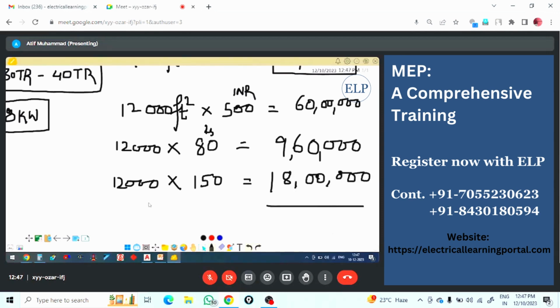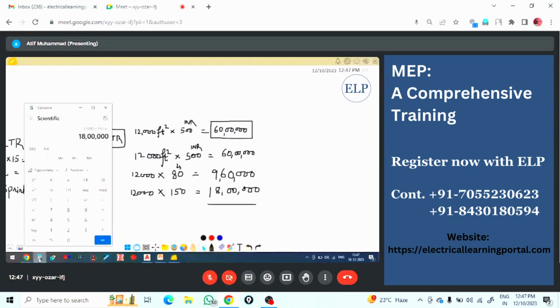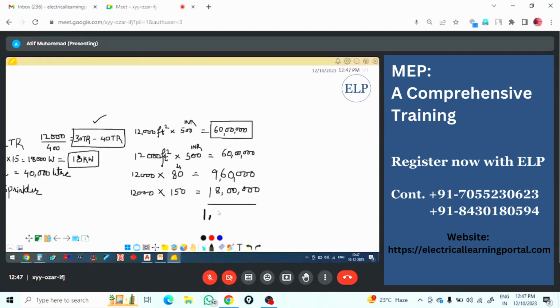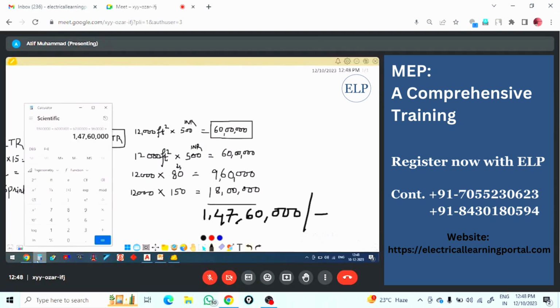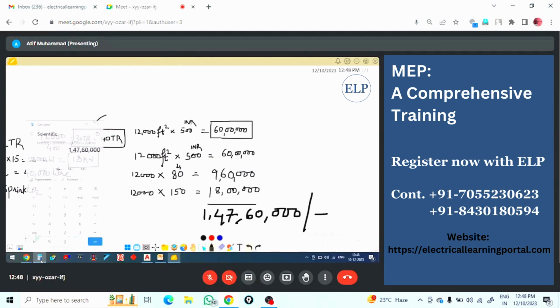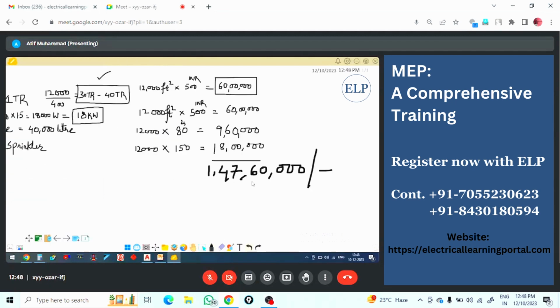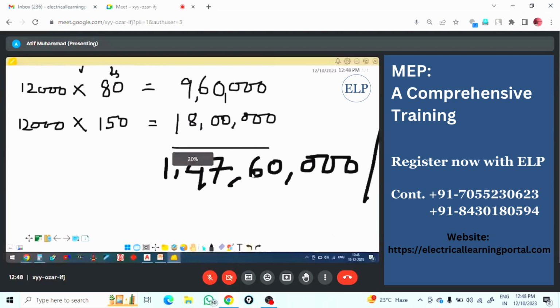I add all these sums together, so let us just add it. 80 lakh plus 60 lakhs plus 60 lakhs plus 9 lakh 60,000. So totally you are getting 1.47 crore, 1,47,60,000. So this is the costing we are getting. This is the thumb rule. This is the costing of this particular project here.